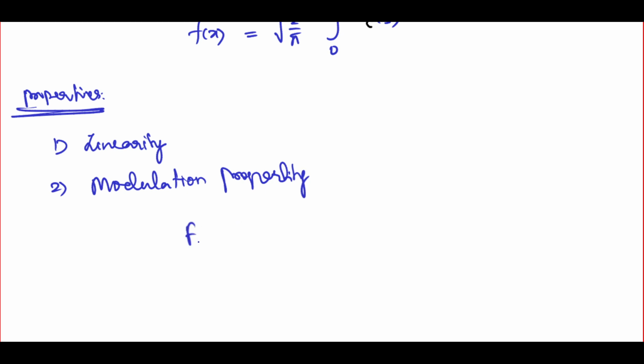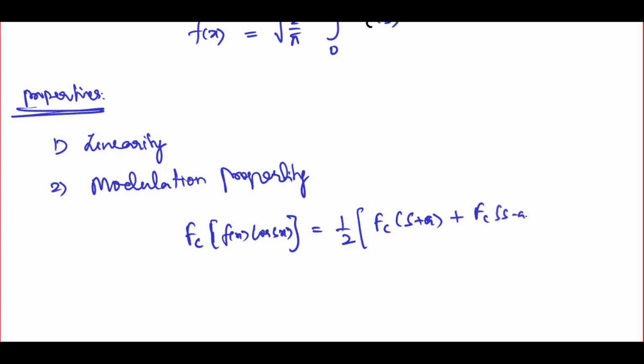So this was simply the Fourier cosine transform of f of x into cos ax is equal to, which seems a little new property for you, 1 by 2 times Fourier cosine transform of s plus a. Remember, you need to find the Fourier cosine transform of s, and then you have to replace s by s plus a. That's what it means. Plus Fourier cosine transform of s minus a. Okay, fine. Good.